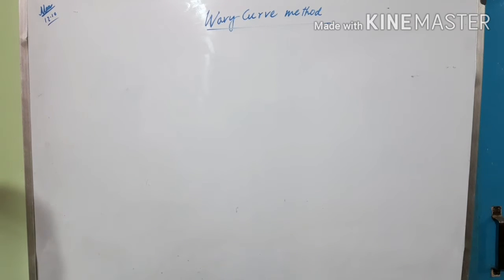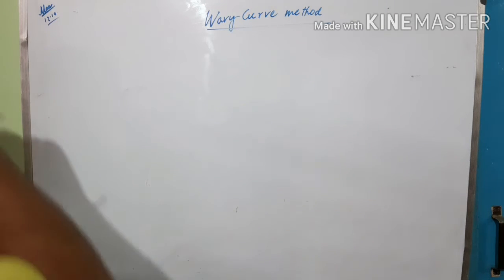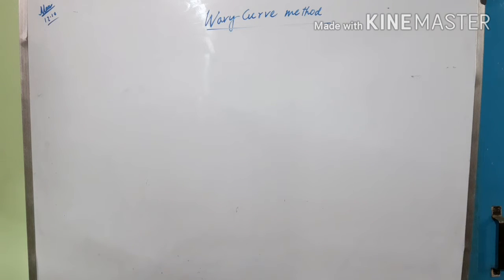Here is our today's topic, wavy curve method. This is also called the method of interval. Now see that as it is called the method of interval, so we need to know what are intervals. And a very simple definition of interval is that intervals are the subsets of a real line.